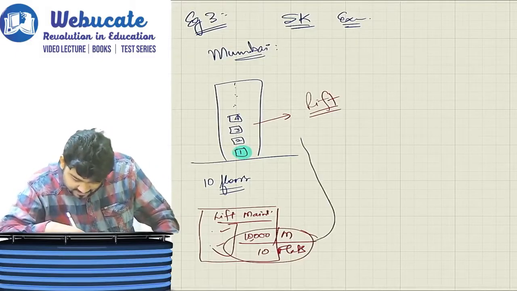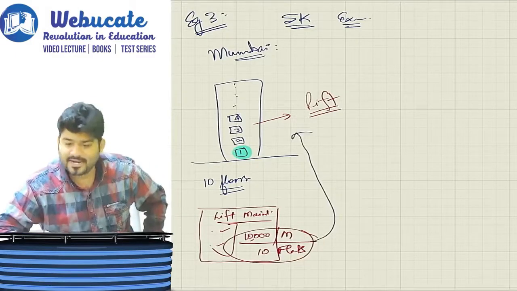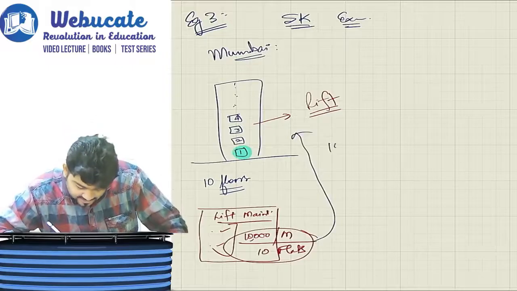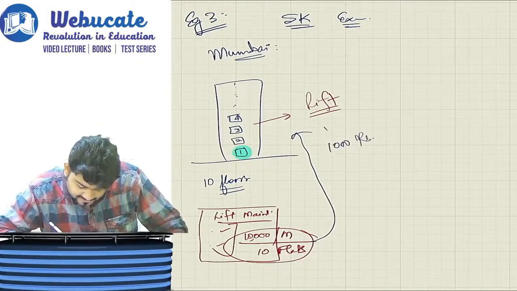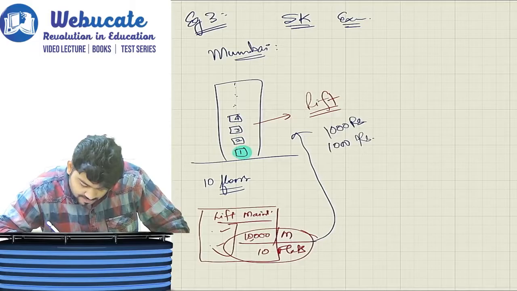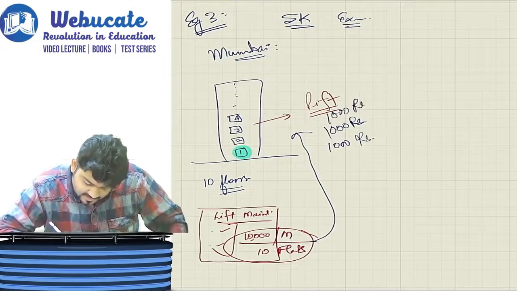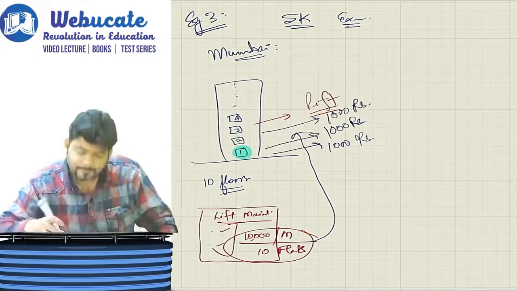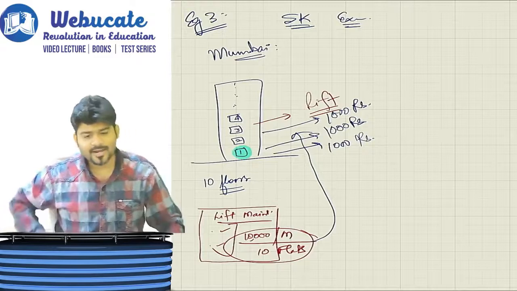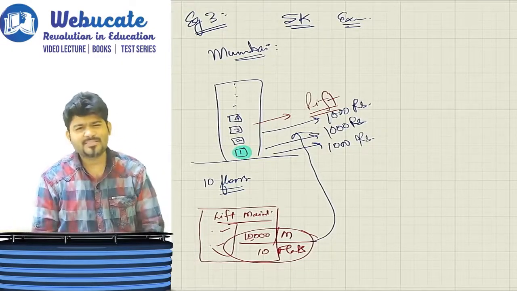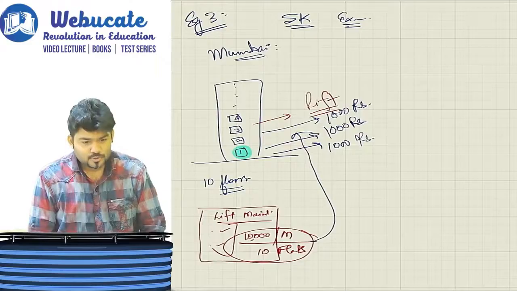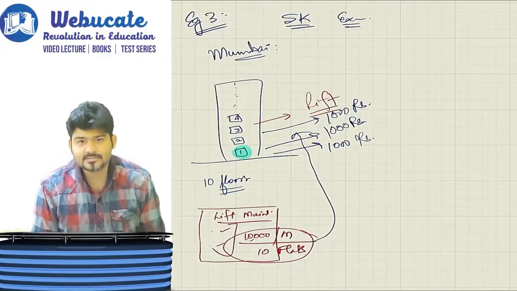So obviously, what does our building do? They divide this 10,000 rupees maintenance of the lift by 10, and they charge 1000 rupees for every floor. They charge 1000 rupees for every floor. So what's the problem? Do you feel this is right?